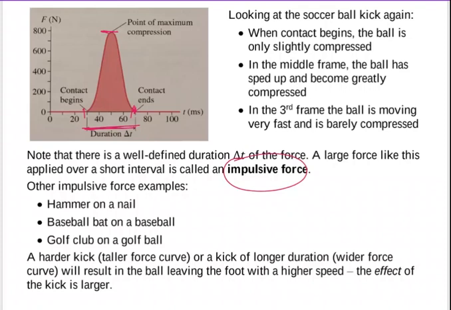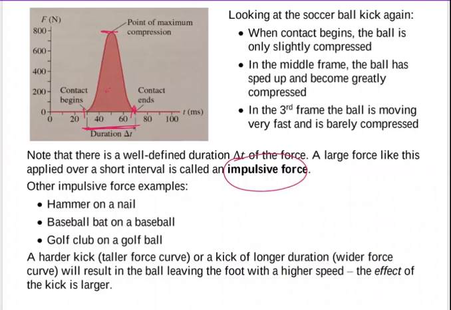So other impulsive force examples: the hammer on the nail, and that force drives the nail into the wall. As the hammer is making contact, it's going to create some sort of graph that looks like this. The baseball bat on a baseball, again, we'll see some sort of graph like this. We're going to have a contact begins, a maximum compression, and then a contact ends, but there will be a duration delta t. It's basically the same graph, same idea. Golf club hitting a golf ball, same idea, okay?